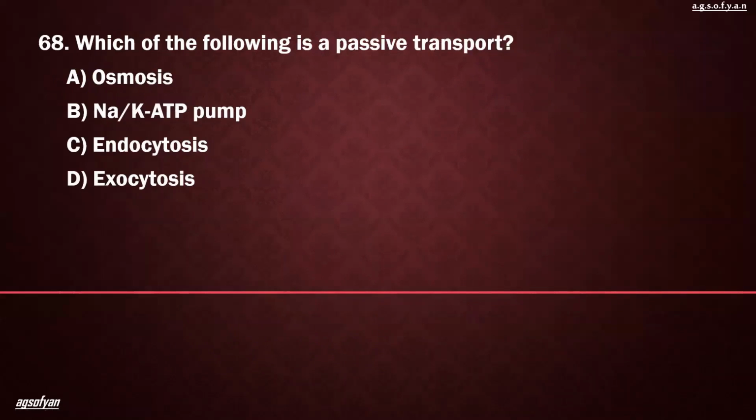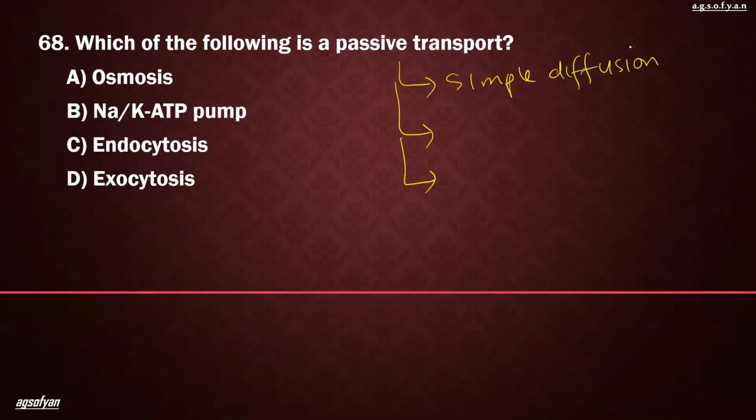Which of the following is passive transport? Passive transport has 3 types. The first one is simple diffusion, like oxygen will diffuse easily using simple diffusion. The second one is facilitated diffusion. The third type of passive transport is osmosis, which is movement of water.